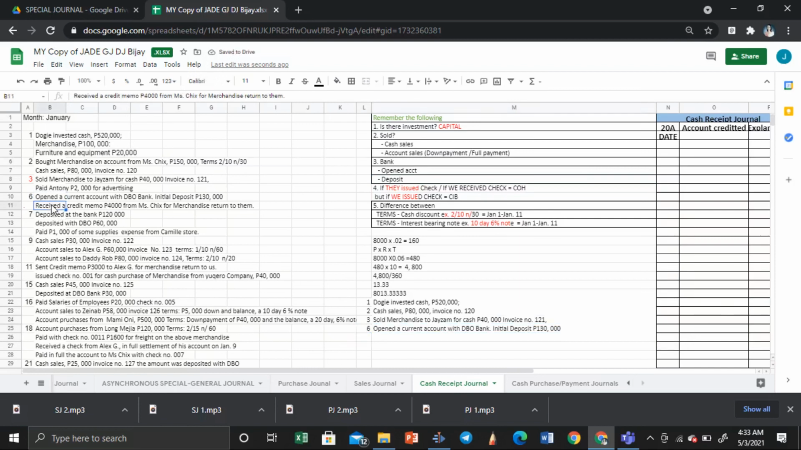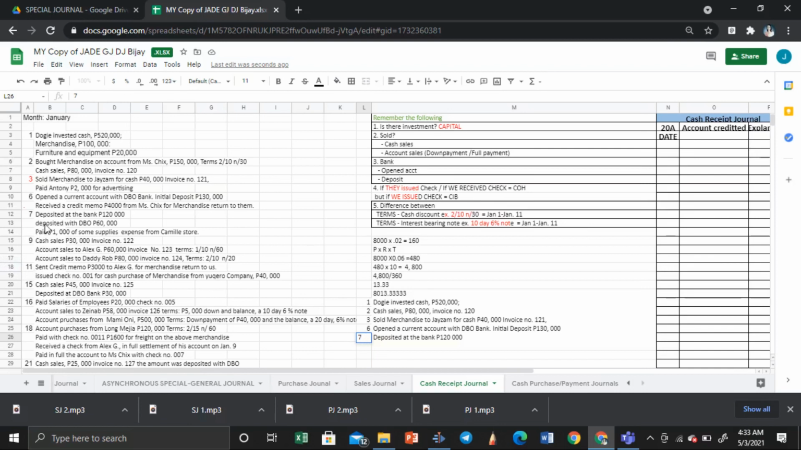And then 6. Next, we have receive a credit memo 4,000 from Miss Chicks for merchandise returned to them. All the return merchandises is not included. How about this January 7? Deposited at the bank 120,000. Ikakopy po natin yan dahil it's all about bank. Kaya naka-include po yan dito sa mga top 3 requirements natin para i-record sa cash receipt journal. So, ilagay lang natin yung date na January 7.